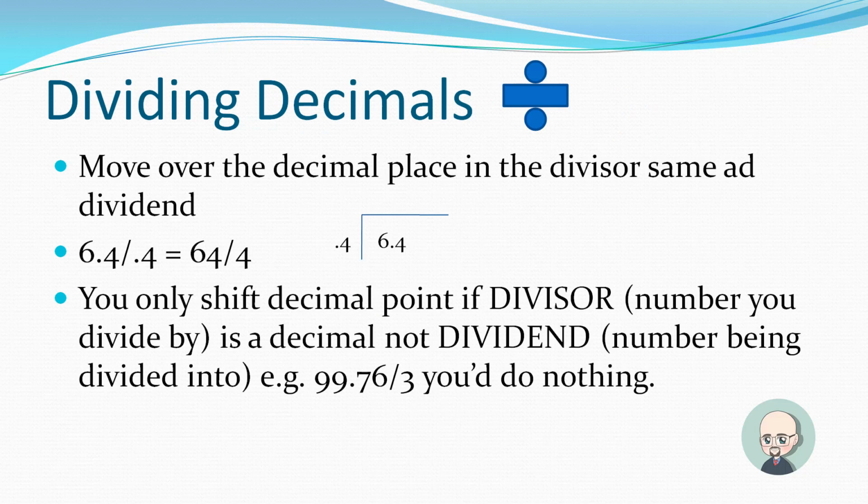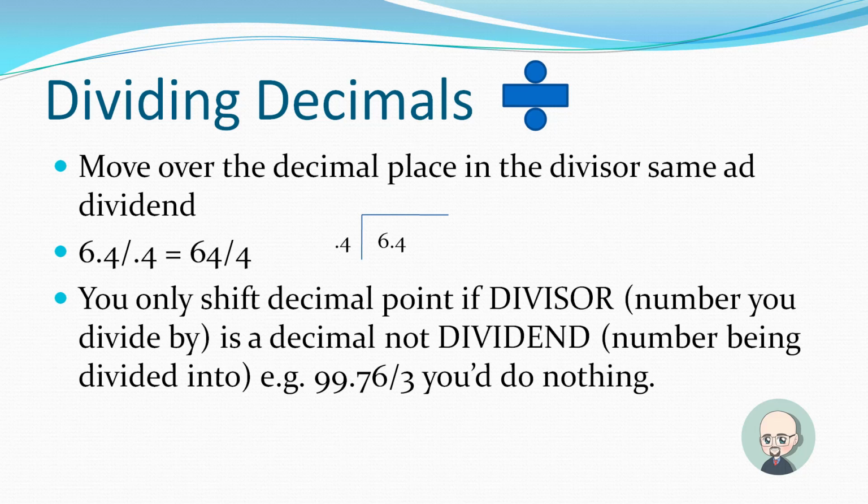Dividing decimals. When dividing decimals, you move over the decimal place in the divisor, the same as the dividend. The divisor is the number you divide by. The dividend is the number being divided into. So 6.4 divided by 0.4 is the same as 64 divided by 4. So we look over, it says 0.4 divided into 6.4. What I do is I shift over that decimal point on the divisor, 0.4, turning it into 4. I'm moving it over to the right. And then I also move the decimal point over to the right with 6.4. So it's now 4 divided into 64.